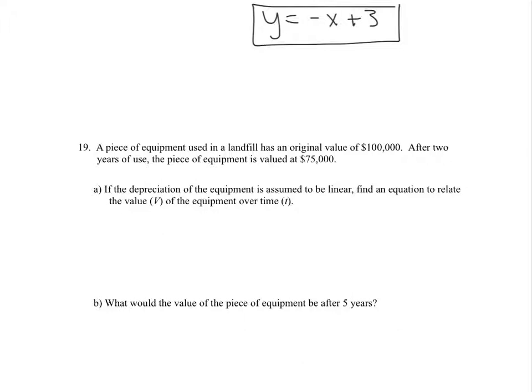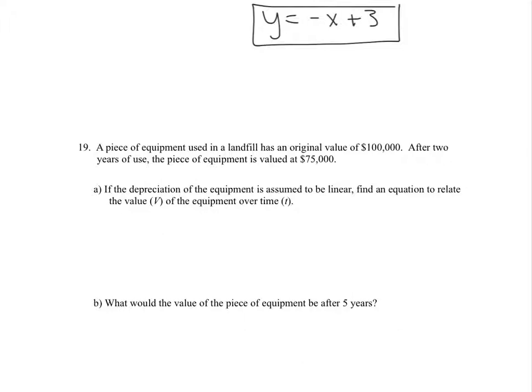So we're looking at a question that says a piece of equipment used in a landfill has an original value of $100,000. After 2 years of use, the piece of equipment is valued at $75,000. So if we assume depreciation is linear, and of course depreciation is the value of the equipment that is declining as it ages, find an equation to relate the value of the equipment over time. Well, think about that for a minute. When time is 0, at the very beginning, that's going to be the full value for this equipment.